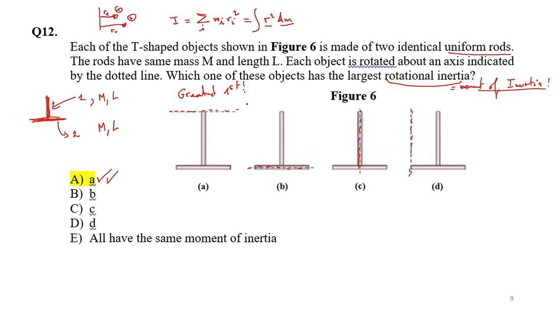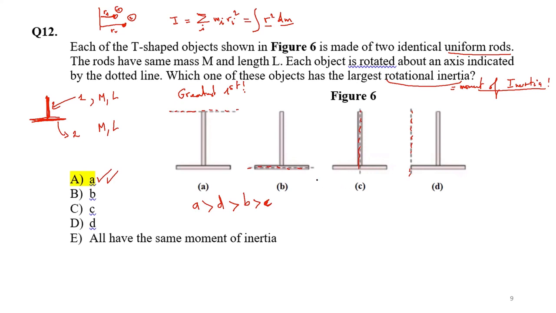So which one is the greatest? As we said, it's A. Which one is the second greatest? D. Yes, I agree. So A is the greatest. Then D. Then B and C. B is not equal to C, the moment of inertia. Yes, this is correct.